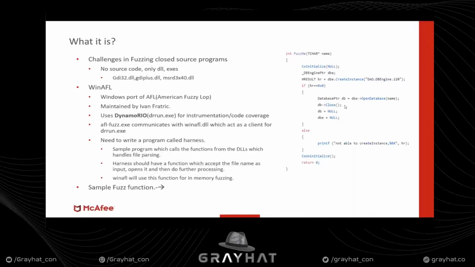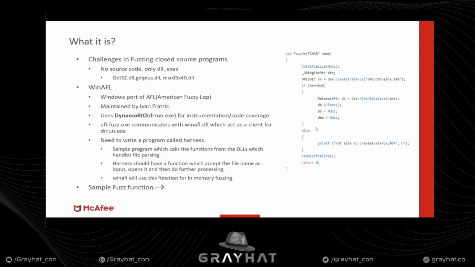So the way WinAFL works is that it will modify the input, it will modify the content of the file, and it will pass it as an argument to this function. Then when this function opens that particular file, if there is any vulnerability, then this program will crash. So WinAFL will save this input in the crashes folder. If it doesn't crash, then WinAFL will move on and it will again modify the file, and then it will repeat the same process. In the next slides, we will see how WinAFL processes this fuzz function using DynamoRIO.